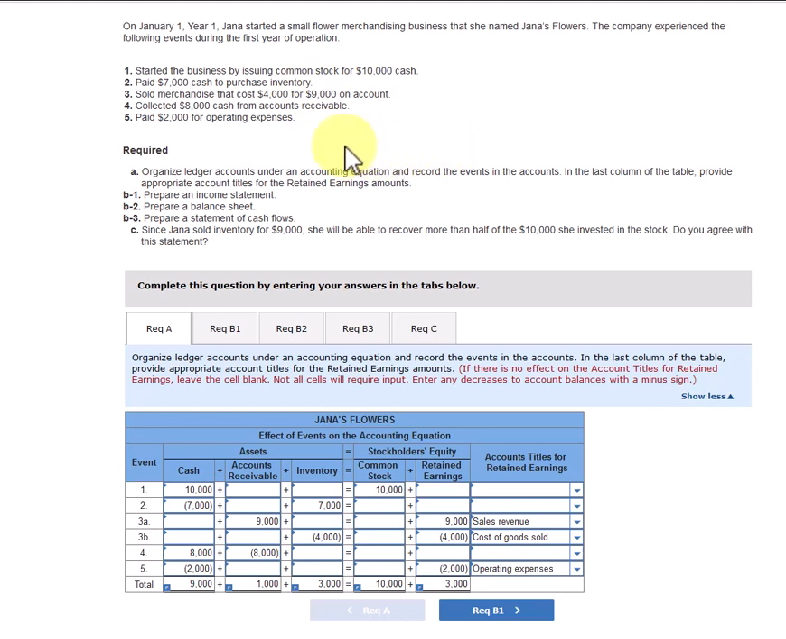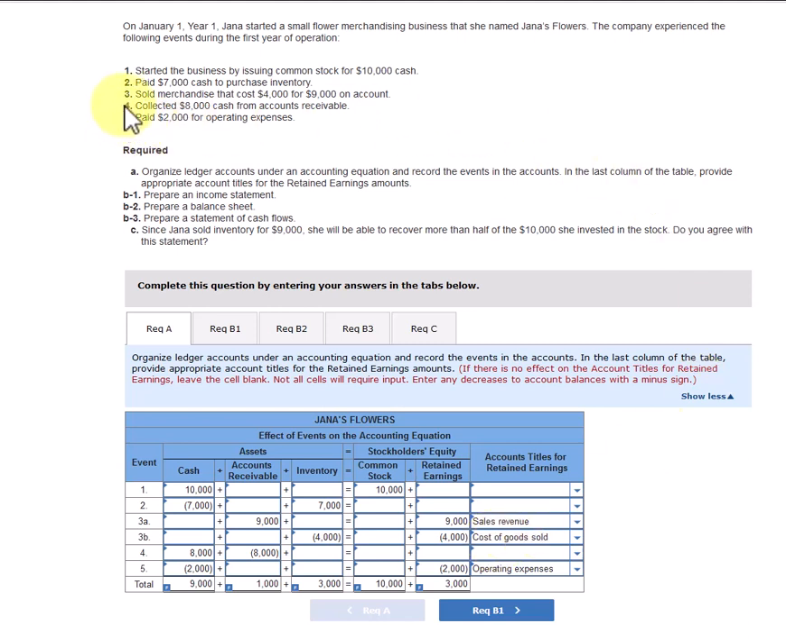Now, her cost for the merchandise was $4,000. Therefore, that's the amount that we're going to use for the second piece of the transaction where we relieve the inventory and we record cost of goods sold. So we're going to decrease inventory $4,000 and we're going to decrease retained earnings by $4,000. And the specific account is going to be cost of goods sold.